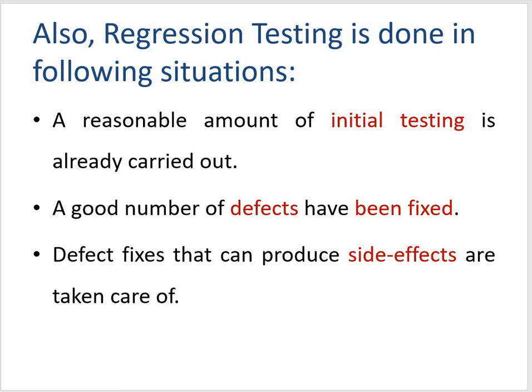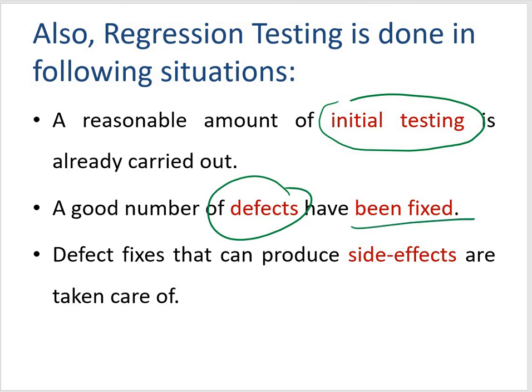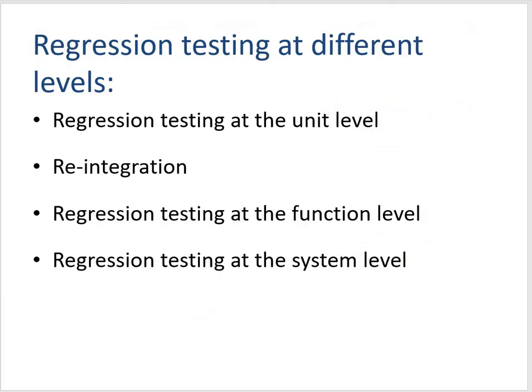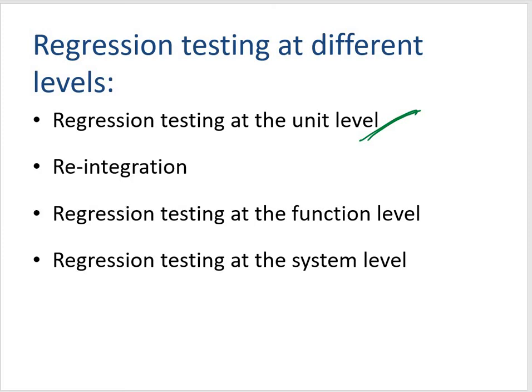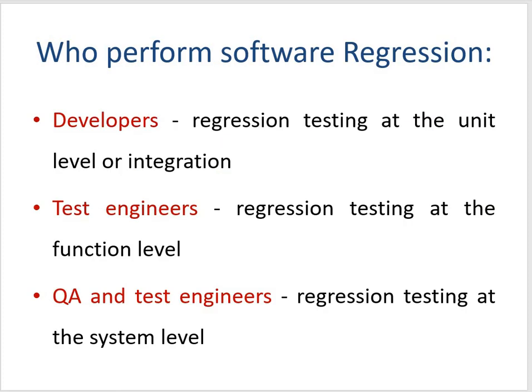In addition to this, regression testing is done in some of the following situations where a reasonable amount of initial testing is already carried out and a good number of defects have been fixed, and defect fixes that can produce side effects are taken care of. So these are various levels where regression testing is done. At the unit level, possible, because if I am considering a unit as a small module, then it can be done for reintegration, regression testing at the functional level, and regression testing at the system level.